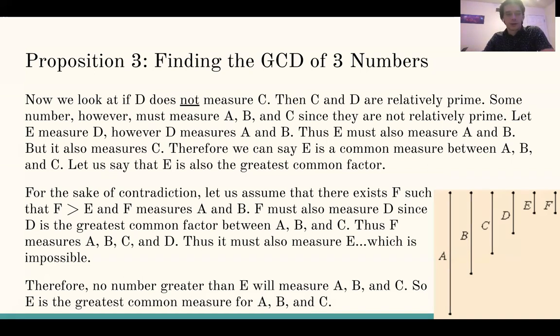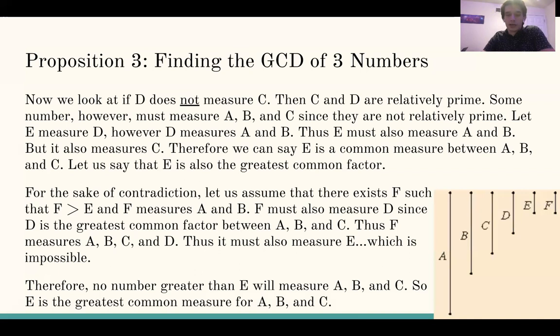So to continue on, we're going to try and call for contradiction. And so we're going to assume that there exists F such that F is greater than E and F measures A and B, right? F must also measure D since D is the greatest common factor between A, B, and C, right? So F is going to measure A, B, C, and D. So it also must measure E since E is proportional, right? That's not true because we set it up to where it wouldn't, right? So that's impossible. It can't both measure and not measure a number. You either do or you don't.